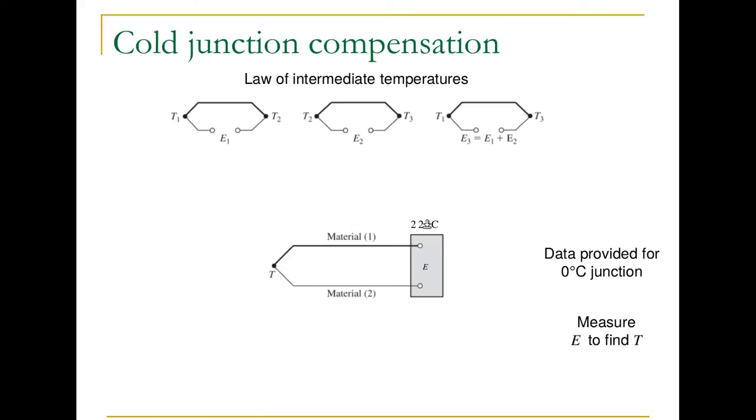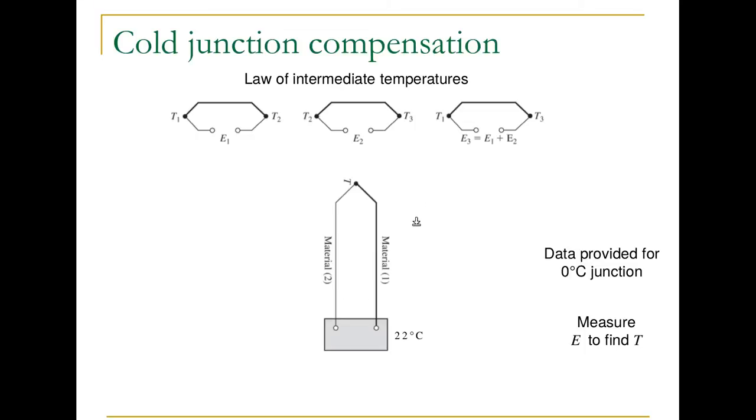T2 in this example would be 22 degrees C, and so if T1 was 0 degrees C, T2 is 22 degrees C, and T3 was our sense temperature, then we can use the relationship that this voltage here is the sum of the two voltages, E1 and E2. Let me reorient this drawing just to show that differently.